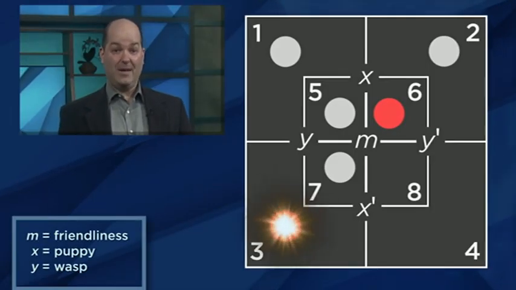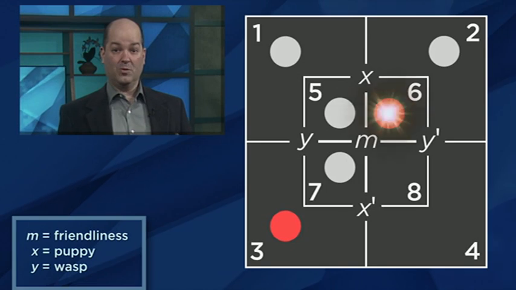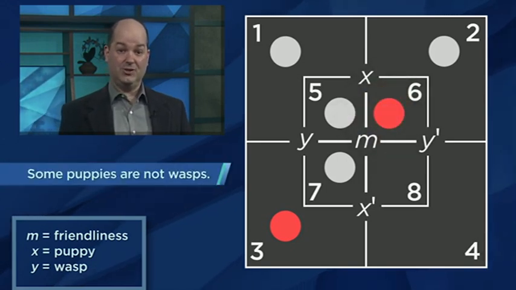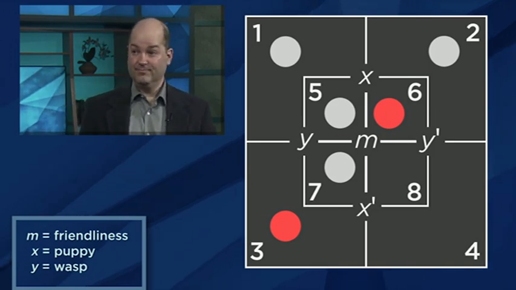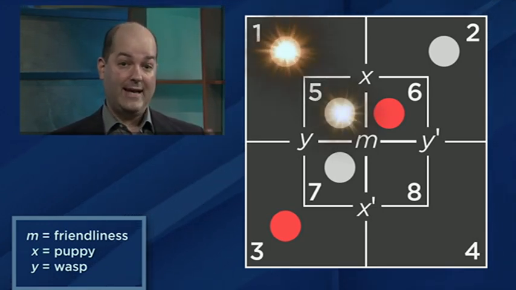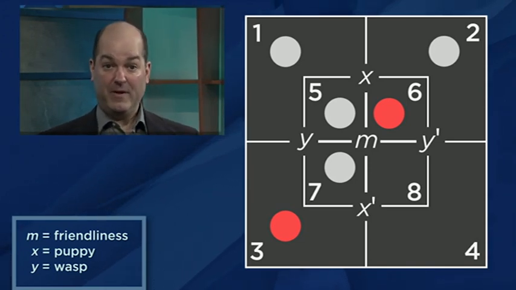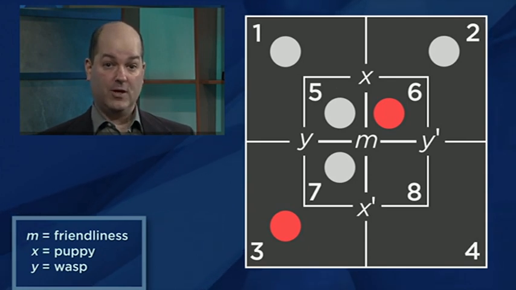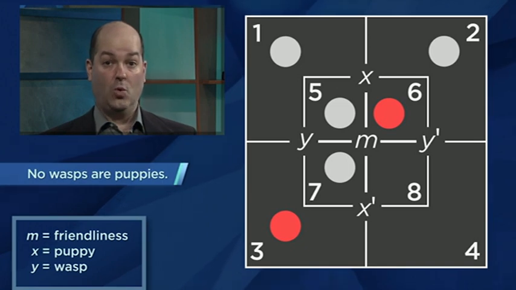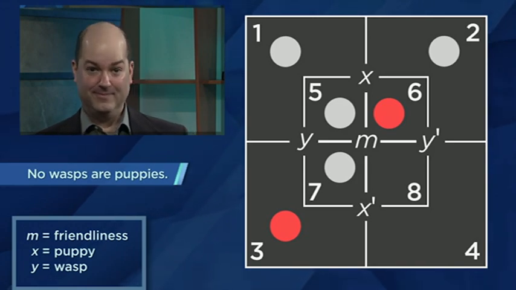Now we look for a relationship between puppies and wasps that makes no mention of friendliness. As we've just noted, the red counter in region 3 allows us to conclude that some wasps are not puppies. And the red counter in region 6 allows us to draw the conclusion some puppies are not wasps. That's not bad, but I think we can do better. Look at the gray counters in regions 1 and 5. If there were anything that was both a wasp and a puppy, then it would be found in one of those regions. Since both of those regions are empty, we can conclude that no wasps are puppies. It's not the most surprising conclusion in the world, but it's nice to know it's certified by logic.